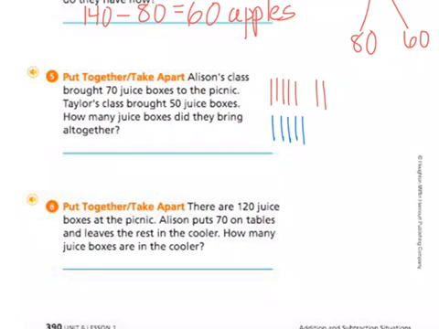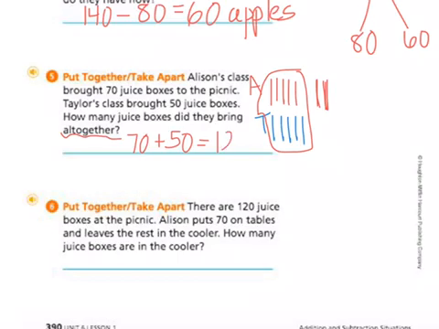So this one stands for Taylor's class, this one stands for Allison's class, and it's asking us how many did they bring all together. So I know 70 plus 50, well, if I put together these 10 tens, that's 100, 110, 120. So they brought 120 juice boxes. And I'm going to put my label in here. Boxes.